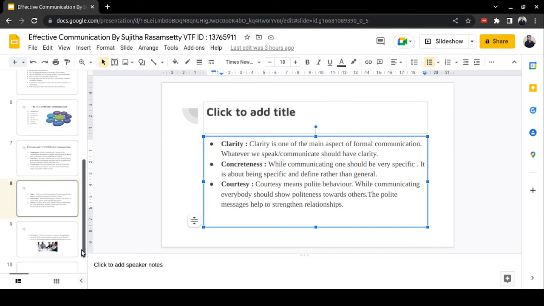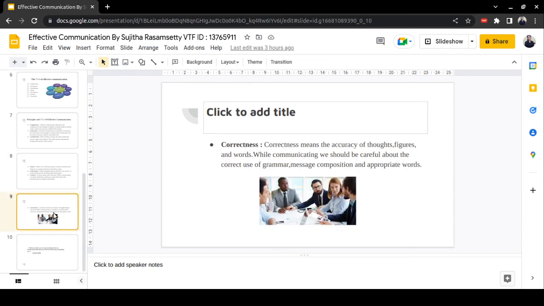And next, C stands for correctness. Correctness means the accuracy of thoughts, figures, and words. While communicating, we should be careful about the correct usage of grammar, message composition, and appropriate words. Grammar means we have to keep in mind that all the tenses should be used properly, and the subjects and predicates, all the grammar usage must be perfect. While we are communicating with others, correct grammar helps in understanding the correct message we are giving to others. So all these C's are really helpful in building good communication skills. All these 7 C's are very helpful in effective communication.